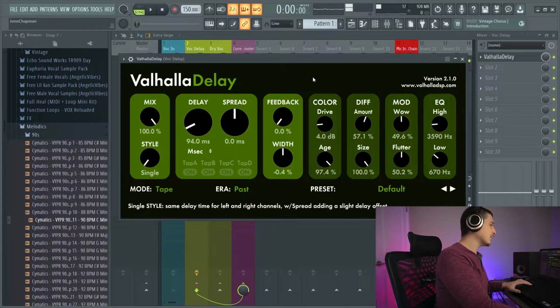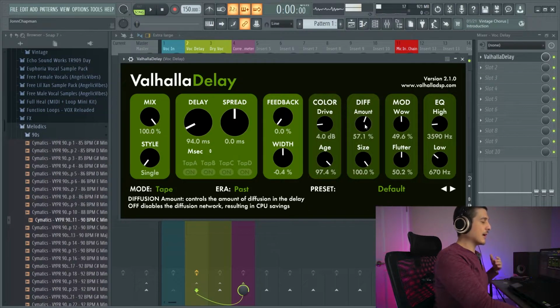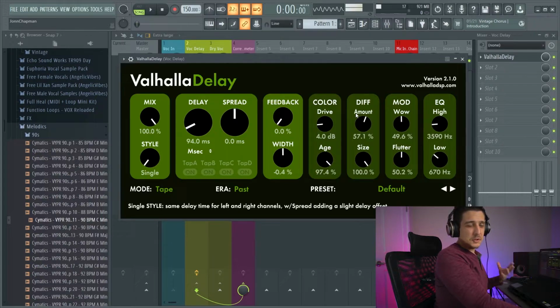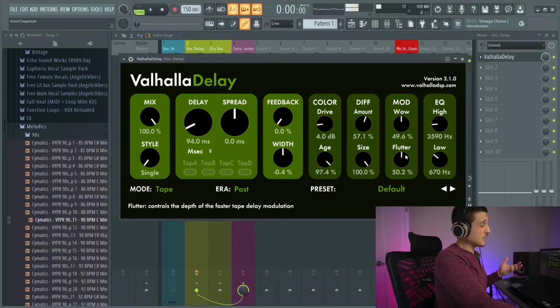Sure, why not? I'll leave it about right there. Now, even with the color and all of that, I still just feel like the high end's doing something I don't like. And this, of course, would be different in context of an actual mix. But what I'm going to approach is the flutter.